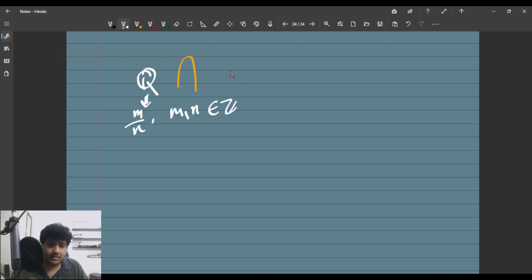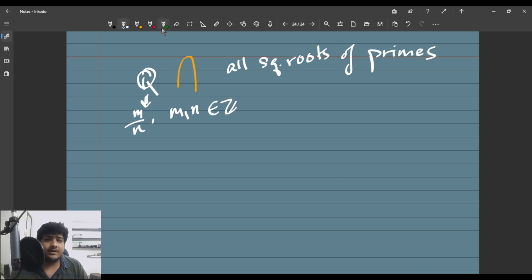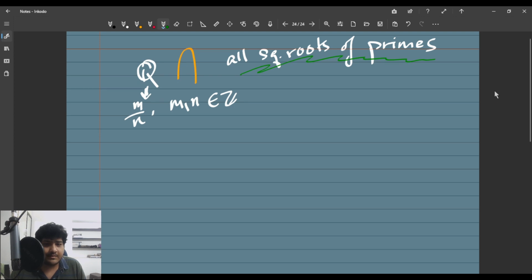all square roots of primes. Well, first of all, think about it. Pause the video, think about it here, and hoping you thought about it already. So all square roots of primes, is this a set? First of all, we have to check that. So is it well defined?